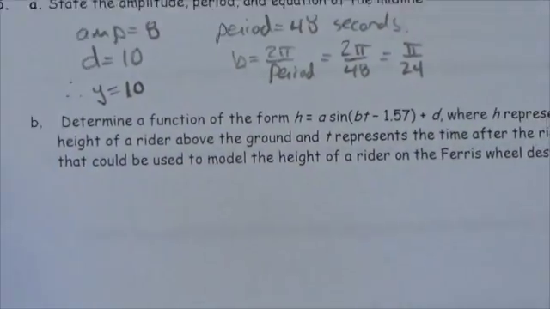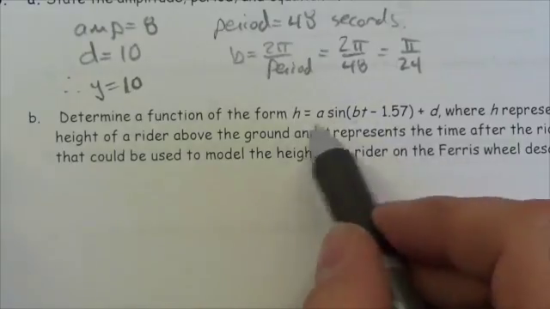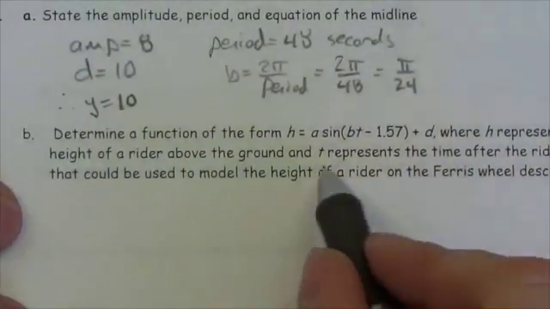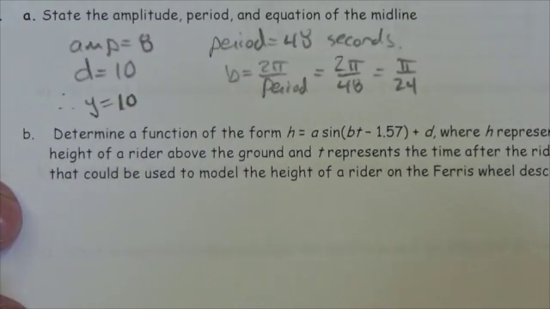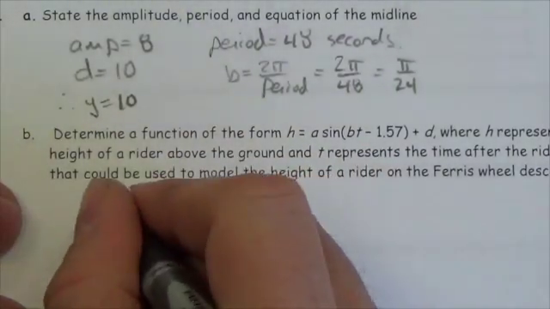Now let's take a look at the next question here. Determine the function in the form, and they give us the form of the function, where h is the height of the rider above the ground. Sorry, and t represents the time after the ride has started that could be used to model height. So we're just coming up with the equation. Well, that's beautiful because we've already got everything we need.